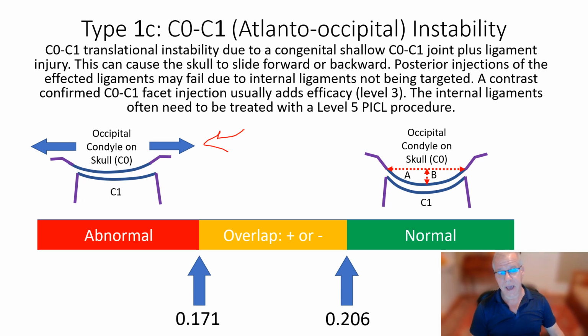Now, again, if it's sliding forward, then simple posterior prolo may help. If it's sliding backwards, not going to help at all. You're going to need to come in from the front in something like a level 5 PICL procedure. And if the 0-1 joint is really a little damaged from all this extra motion, you're going to need to inject that joint in a level 3 procedure, not something that a simple prolo clinic is going to be able to handle.